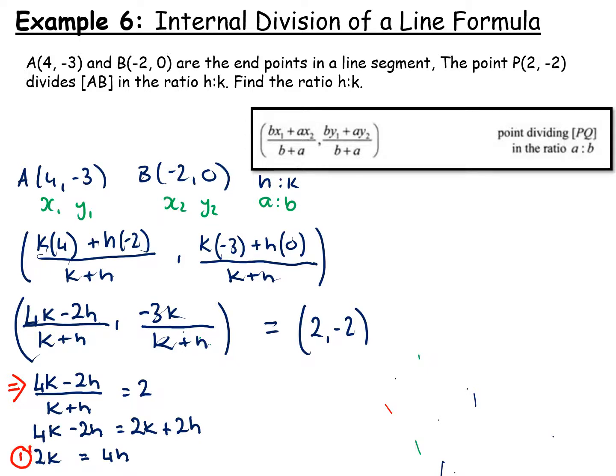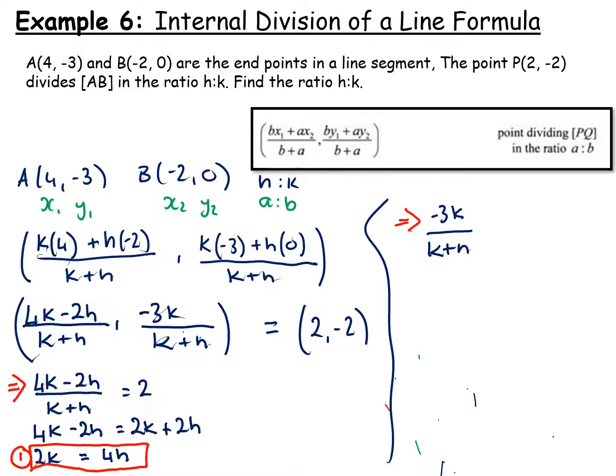You can simplify that again, but let's just leave it here for the moment and see what else we're going to need. So working with our y coordinate, we get minus 3k all over k plus h is equal to minus 2. Minus 3k is equal to minus 2k minus 2h. When I clean that up, bring that across, so minus 3k plus 2k, minus k, is equal to minus 2h. So k is equal to 2h.